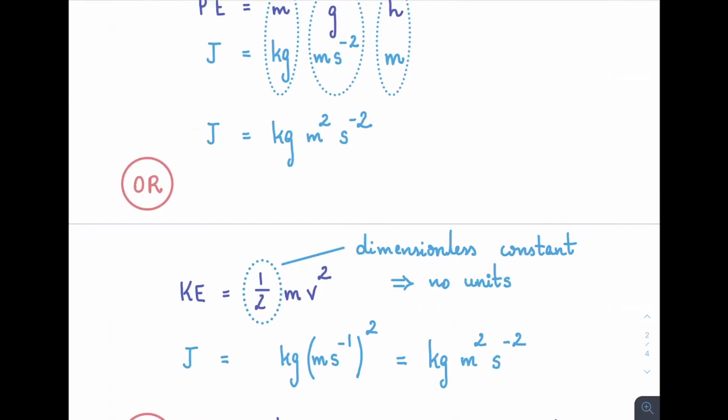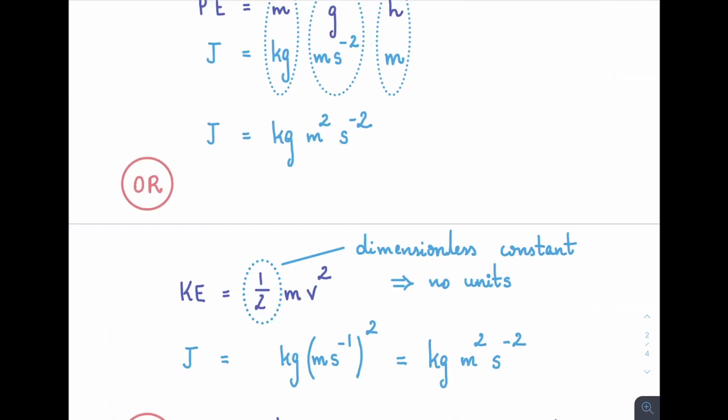Now, we do repeat the same steps. So the mass is in kilograms. And now we have the velocity, which is meter per second, but it is squared. So we get kilograms meter squared second to the -2. Similar result to what we got before.